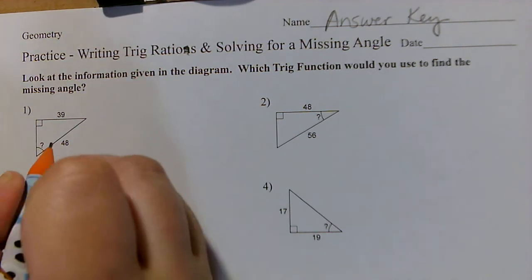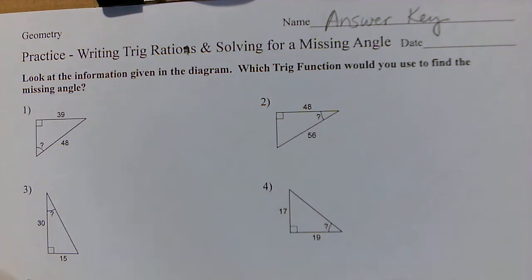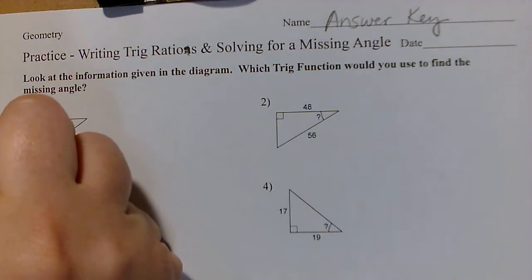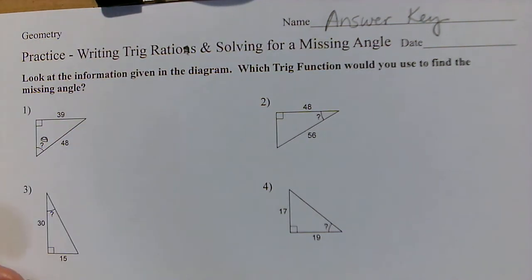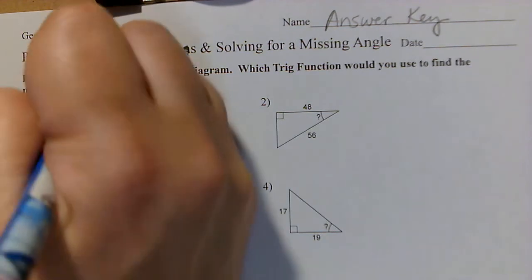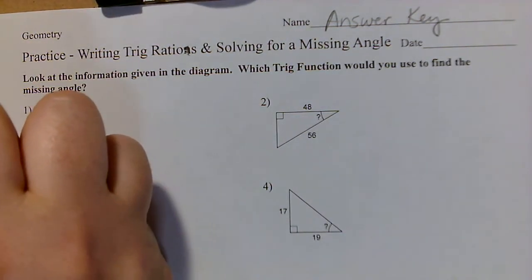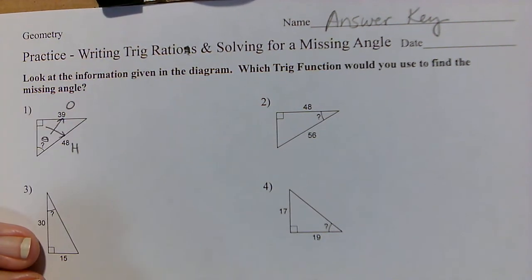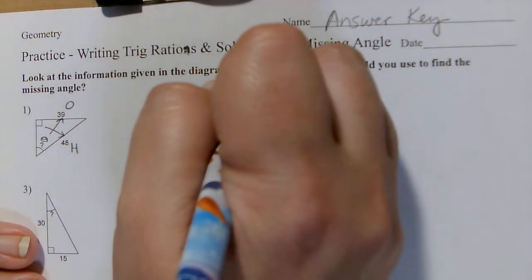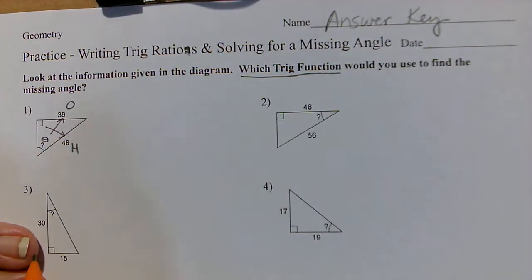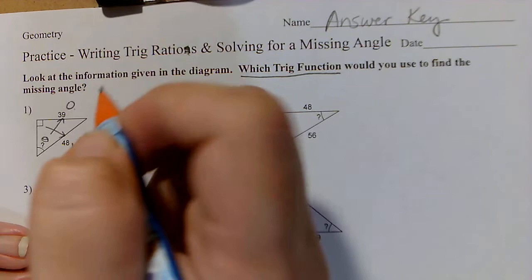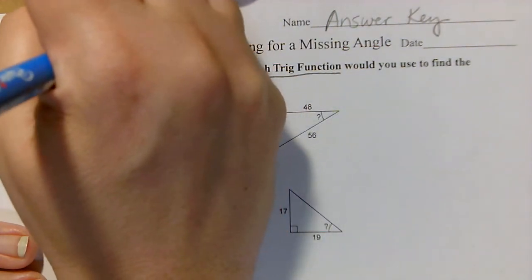So looking at the ratio, we need to figure out what we've got and which one it will be: sine, cosine, or tangent. If we're looking for theta, theta is right here where the question mark is. So I have my opposite side, 39, and I have my hypotenuse, which is 48. So which trig function will I need? Which trig function uses O and H? Well, let's write down our SOHCAHTOA.